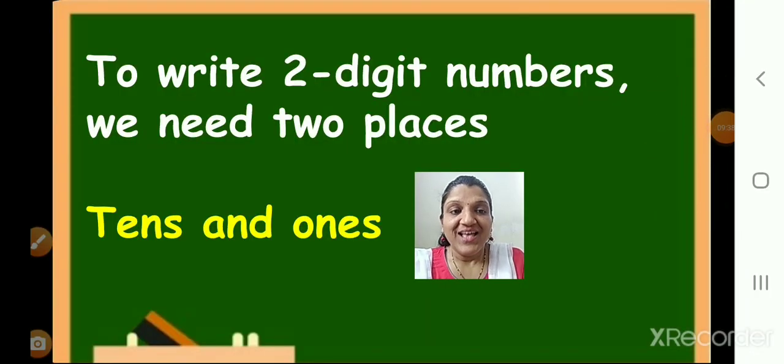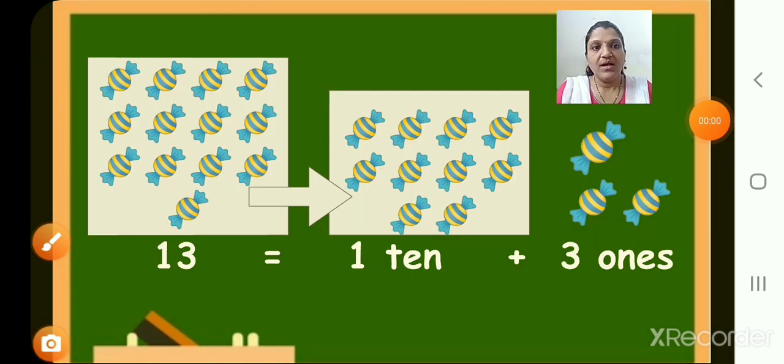Children, thus we saw that when we count 10 things, we make one group of it and we call it as 1 ten. Have you understood? Now, let us see some more examples.